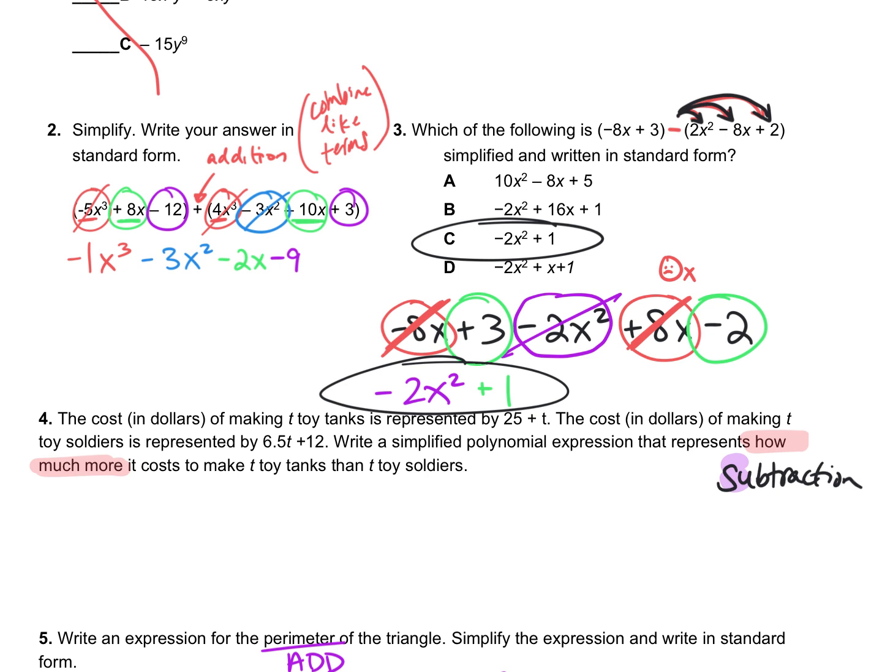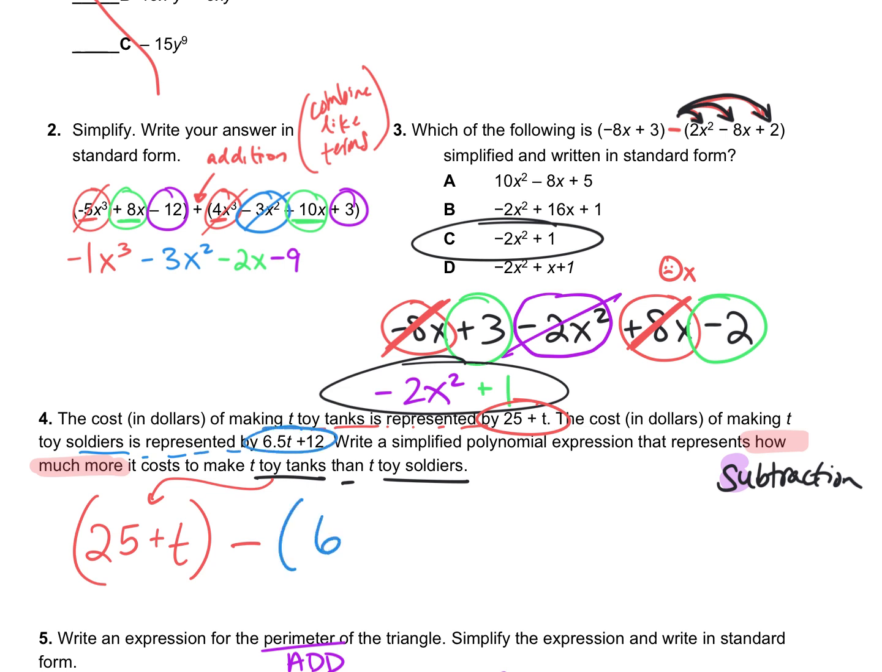So how much more does it cost to make toy tanks than toy soldiers? So it'll be toy tanks minus toy soldiers. So I got to go back in the problem and find the toy tanks. Toy tanks is represented by this. So I'm starting with that. 25 plus T. Toy tanks minus toy soldiers. Toy soldiers is represented by this. So look how I'm using parentheses. That's an important thing to do so I distribute correctly.